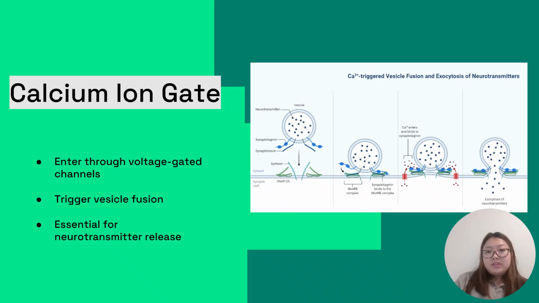When the action potential reaches the terminal, voltage-gated calcium channels open. Calcium rushes in and primes the vesicles to fuse with the presynaptic membrane to release neurotransmitters. Calcium is like the finger pressing send. Without calcium, the message never goes out.